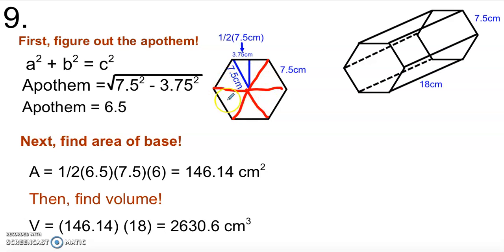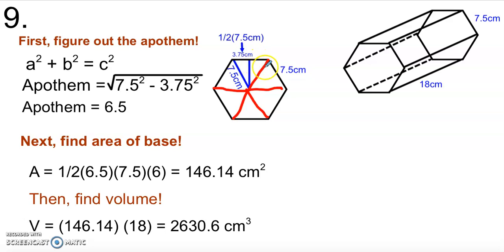So all of these are equilateral triangles, which means all the sides of the triangles inside of this hexagon are the same. So if the side length of a hexagon is 7.5 centimeters, then the radius is also going to be 7.5 centimeters, because these are all just equilateral triangles. So every side length inside these equilateral triangles here is going to be 7.5 centimeters.